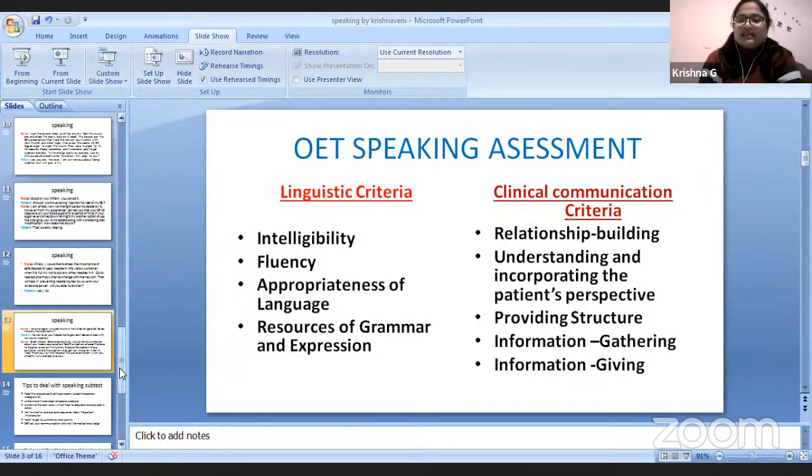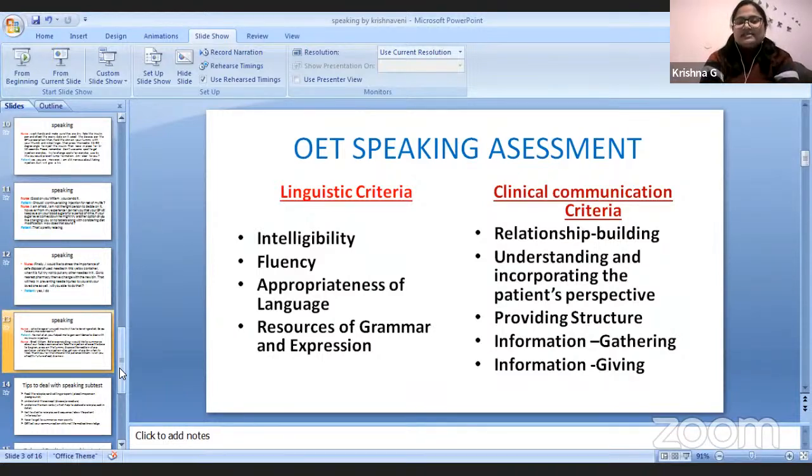I suggest you do one more thing. When you get time, just open the official OET website and you can see the speaking criteria. It is given just like a box, but I gave only a few points here. I did not describe the entire content. So when you get time, just go to it. If you know these linguistic criteria and clinical communication criteria, then you can definitely score more marks. Because most of the candidates don't know what the assessment criteria are.